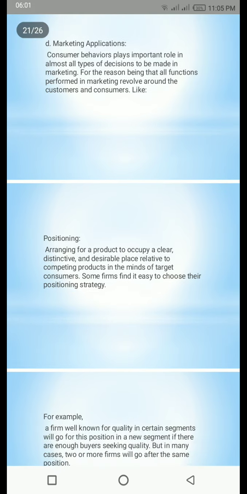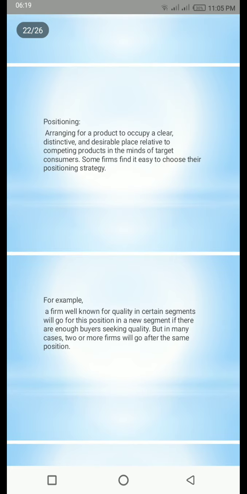Positioning: arranging for a product to occupy a clear, distinct, and desirable place relative to competing products in the minds of target consumers. Some firms find it easy to choose their positioning strategy. For example, a firm well known for quality in a certain segment will go for this position in a new segment if there are enough buyers seeking quality. In many cases, two or more firms will go after the same position.